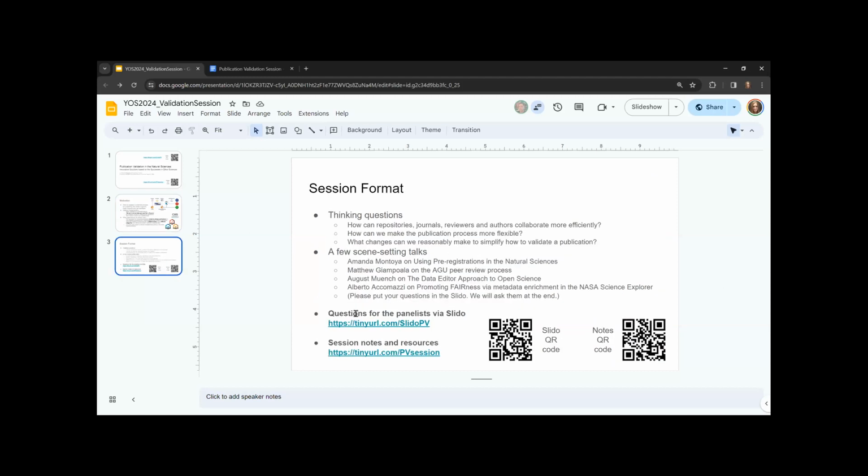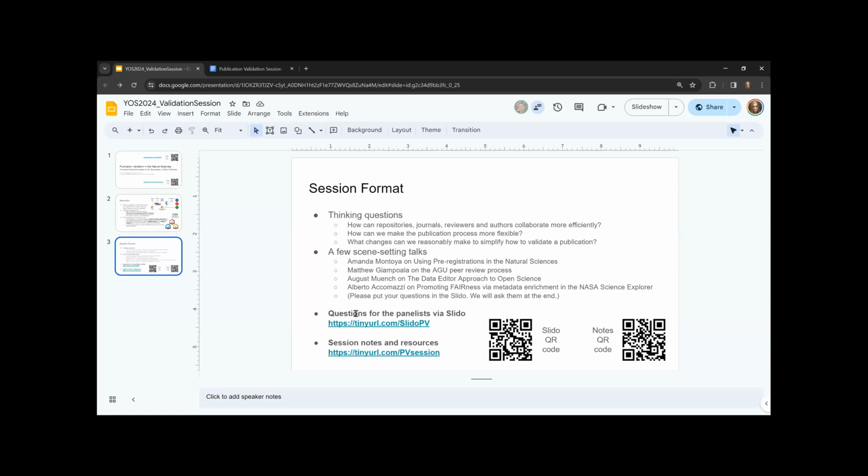So our session format, I have the three thinking questions here. They're also in the notes document, along with basically a straw man to shoot at for some sort of idea of how we can move forward. The thinking questions that I want the audience and anyone attending and presenting to think about would be, how can repositories, journals, reviewers, and authors collaborate more efficiently on the publication process? How can we make it more flexible? And what changes can we reasonably make to simplify how to validate a publication?